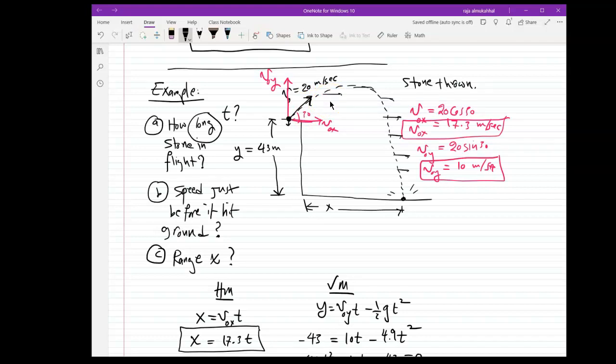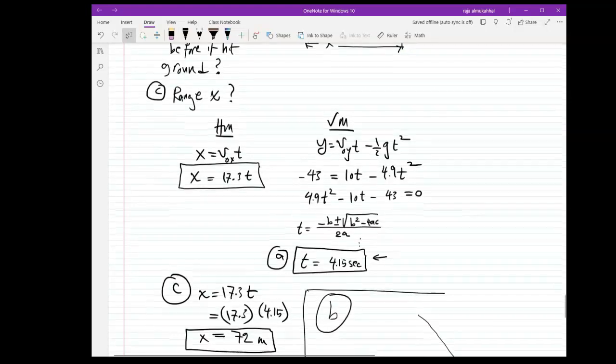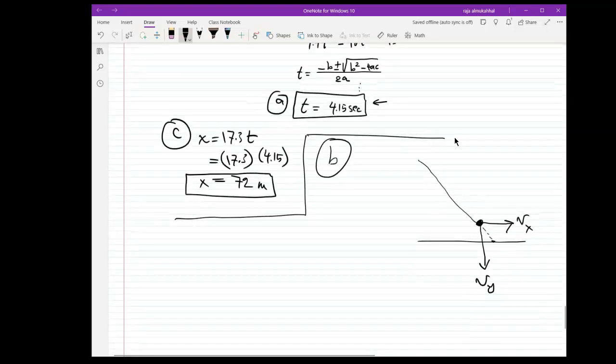All over is exactly the same as that. Okay? So the X component really is just 17.3. So I can just go back and just say, well, V sub X is 17.3 meter per second.